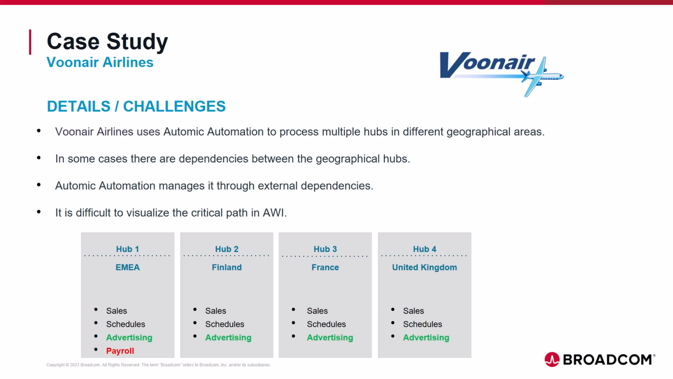There are separate Atomic Automation workflows for each geographical area. Although most of these processes are specific to the geographical area, there are in some cases dependencies between them. For example, payroll, in red, which runs within a main EMEA workflow, cannot start until all of the advertising processes, in green, for all geographical areas have completed. Atomic Automation uses a feature called external dependencies to manage these dependencies.